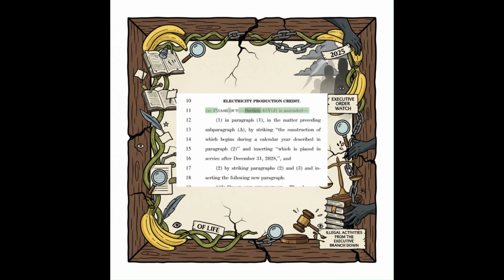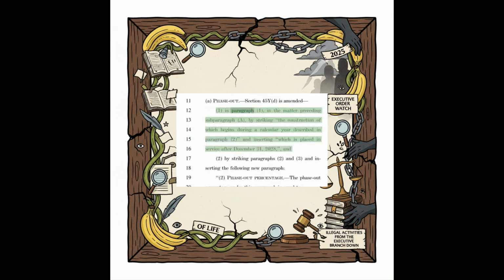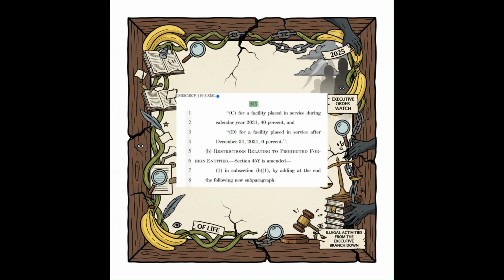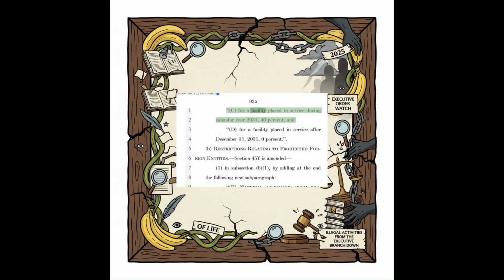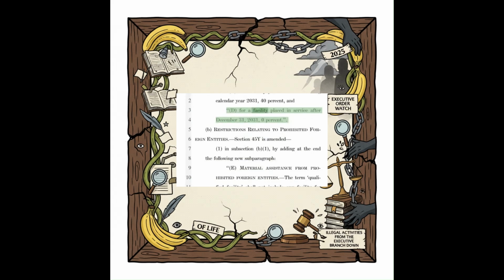Section 45Y is amended. In paragraph, in the matter preceding subparagraph, by striking "the construction of which begins during a calendar year described in paragraph" and inserting "which is placed in service after December 31st, 2028, and". For a facility placed in service during calendar year 2031, 40%. For a facility placed in service after December 31st, 2031, 0%.